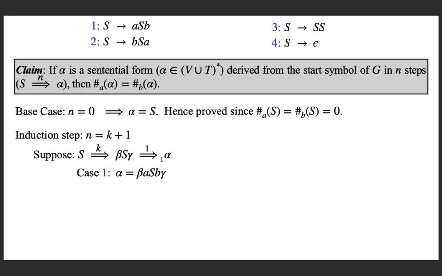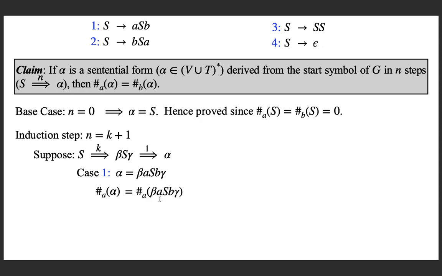Now, first case, suppose here you can apply only one step. It can be one of the 4 productions. So there are 4 cases to be proved. The first case is when you apply the first production for this S. So what is alpha? Alpha is beta, then S is replaced by aSb followed by gamma. So we applied the first production. Then what is the number of a's in this alpha? You just substitute alpha with this value. So, this is this case.